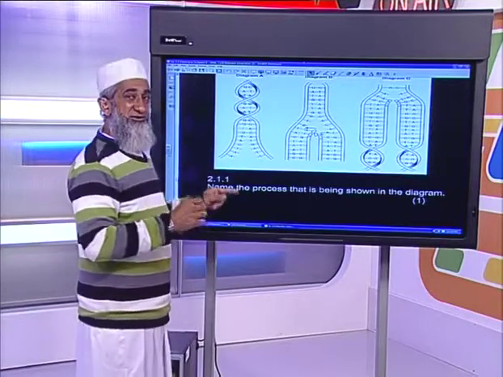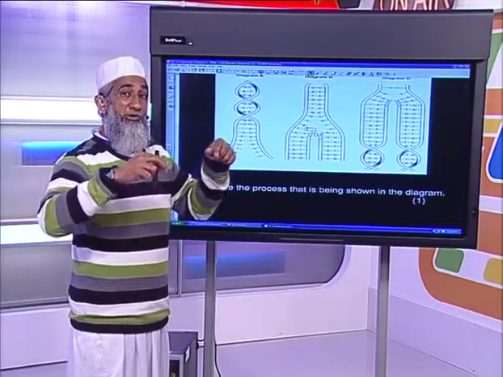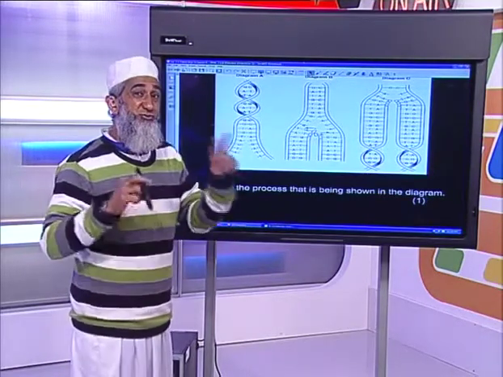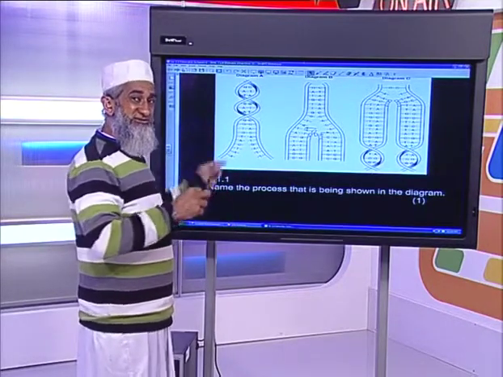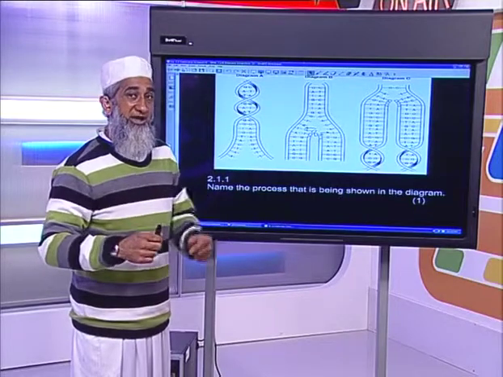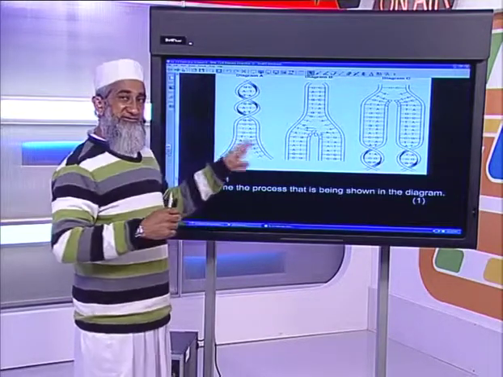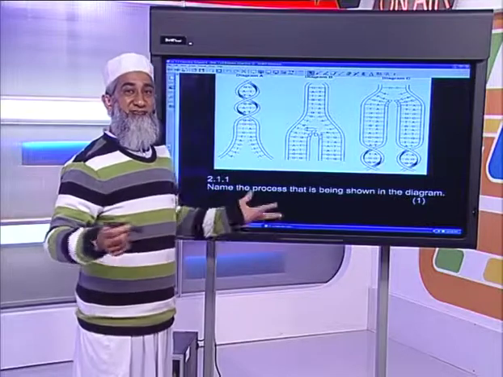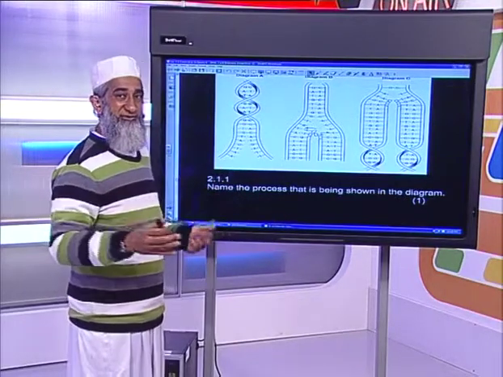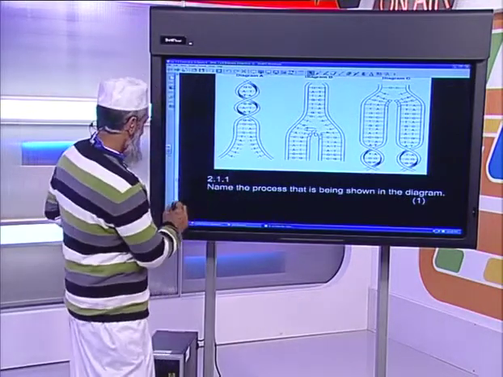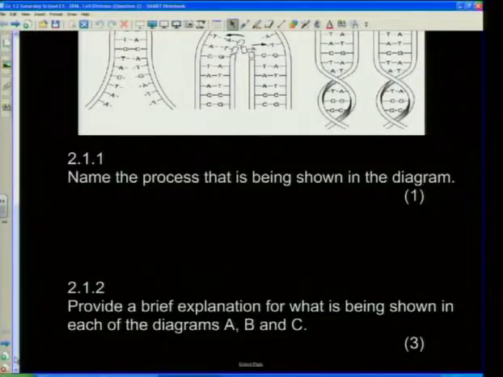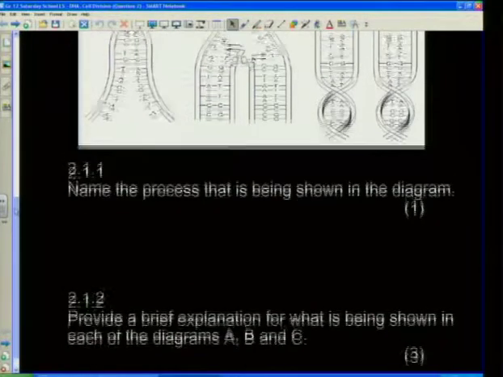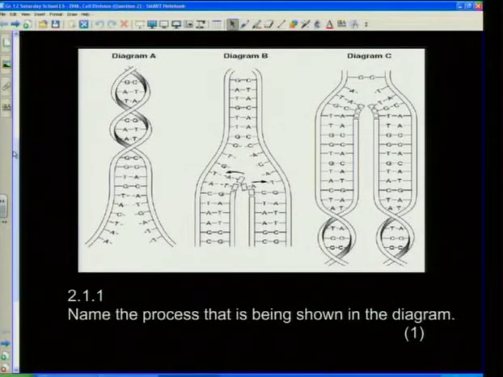Now, in this particular diagram, this question on this occasion serves two purposes. This is why we've selected this question. One is that it's a question and you're learning how to answer a question. And number two, by looking at this diagram, this explains the process of replication. So in that way, you're benefiting at the same time. The second question says, provide a brief explanation for what is being shown in each of the diagrams A, B, and C. So let's go back to the diagram.